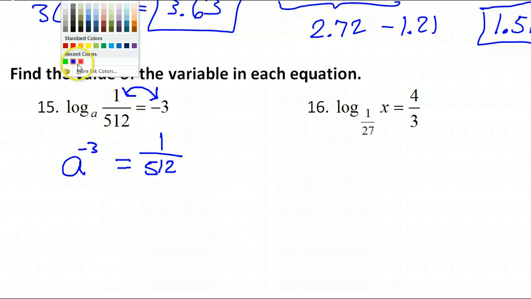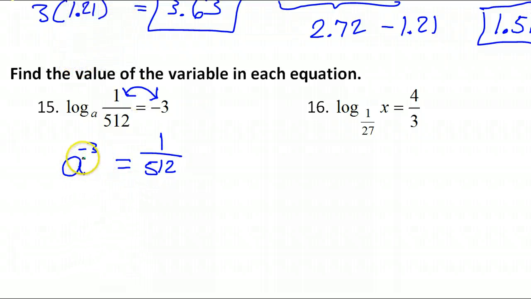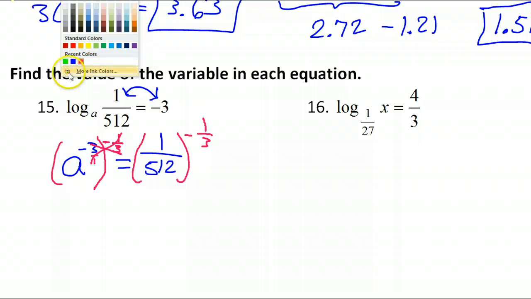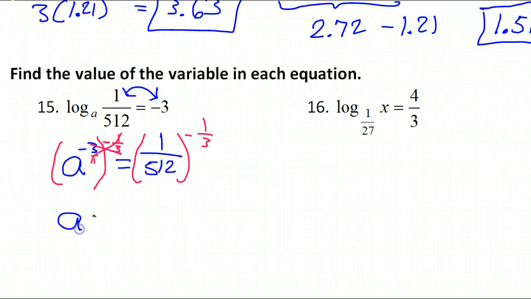Now, here's the trick. I'm trying to get a by itself. The way to get rid of negative 3 is to use the reciprocal power. The reciprocal of 3 is 1/3. So I'm going to do negative 1/3 power. Have to do it to both sides, okay? The reason I did that is that if I do the reciprocal here, everything cancels out. So I will just get a, and that's what I wanted, a by itself. So all I have to do is evaluate this and I'm done.